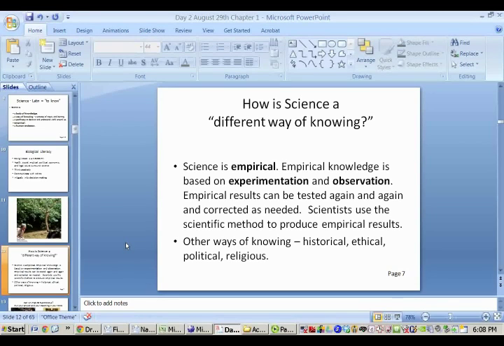But science is a different way of knowing about the universe because science is considered empirical. Empirical knowledge is based on experimentation and observation. That means we can do tests over and over again, and if something proves to be false, then we correct it and move on. Scientists use the scientific method in order to produce empirical results. Some of you may have heard of hypotheses or theories or scientific laws. Science is this testable thing, and that makes it so that we can know more about the universe around us.